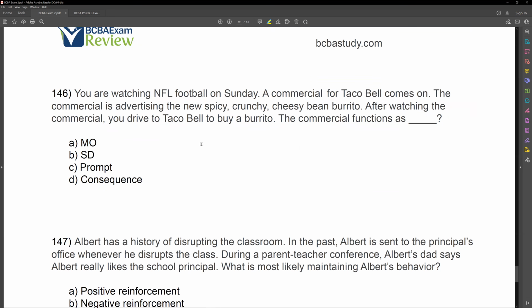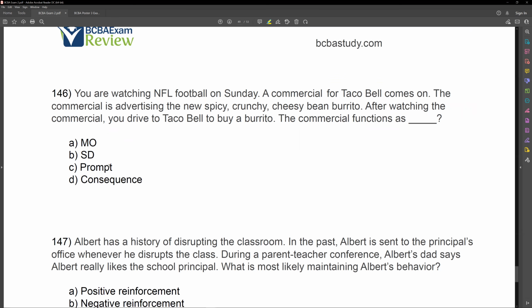All right, let's be careful here, okay? Let's break it down. You're watching NFL football. The commercial comes on. The advertisement plays. After you watch the commercial, you drive to Taco Bell to buy a burrito. What did the commercial do? Did the commercial increase the value of Taco Bell? Did it make you want it? Did it signal Taco Bell was available?